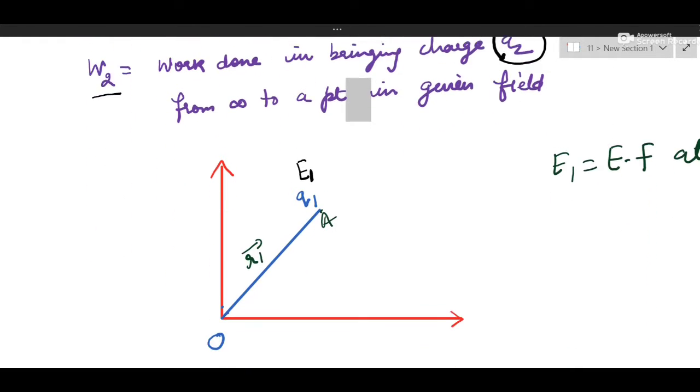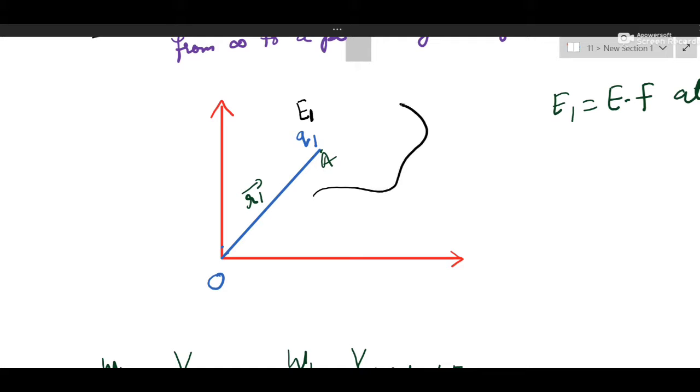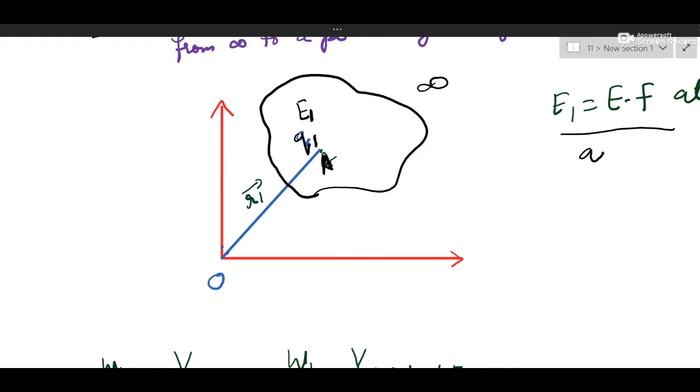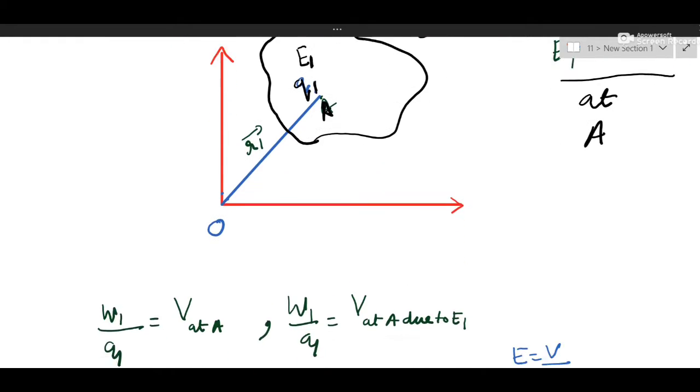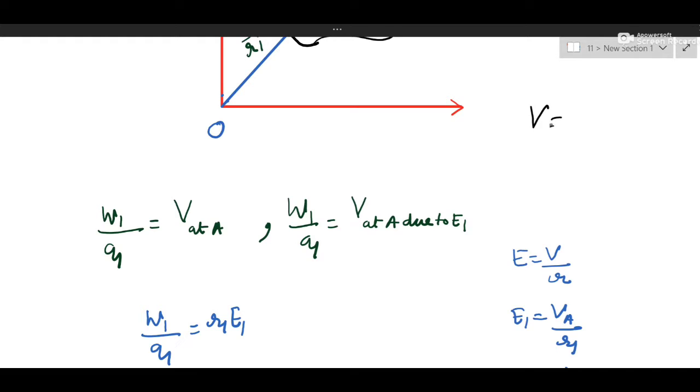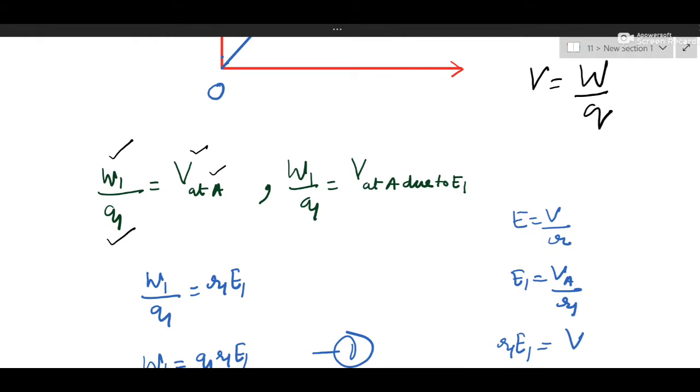Now let us get to the diagram once again. This is the region of electric field. You have brought the first charge to point A. This is the topic which you have just done, and E1 is the electric field at A. Now we will again use potential equal to work upon charge. So the first work by the first charge is equal to the potential at A. Who will exert the potential at A? The electric field E1 which we have found.